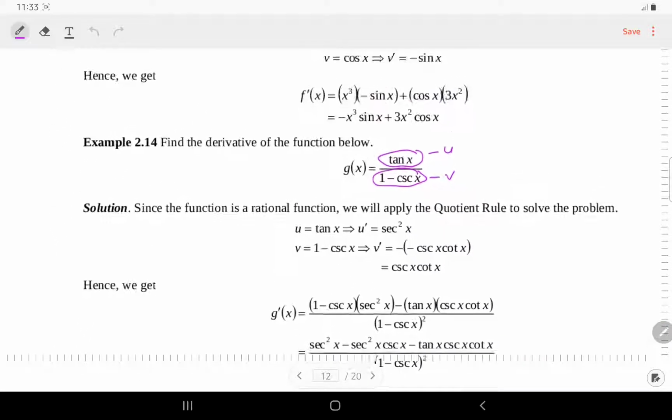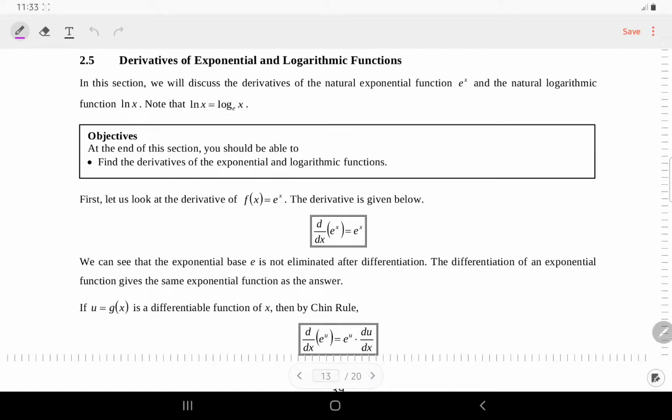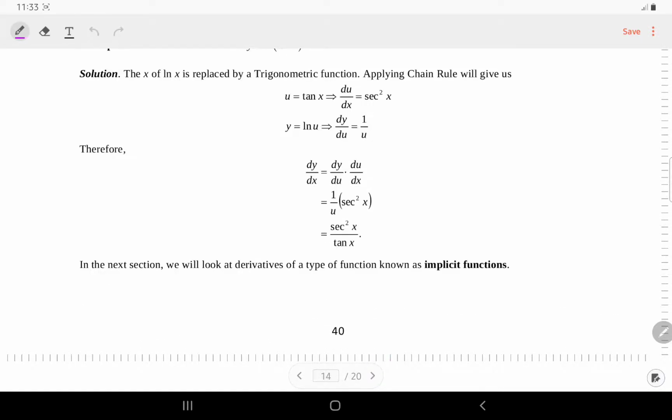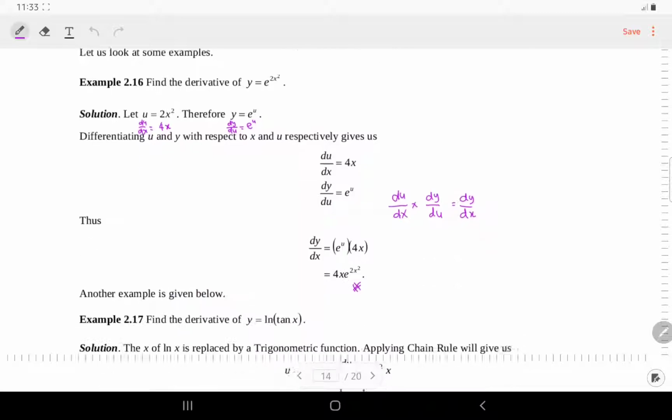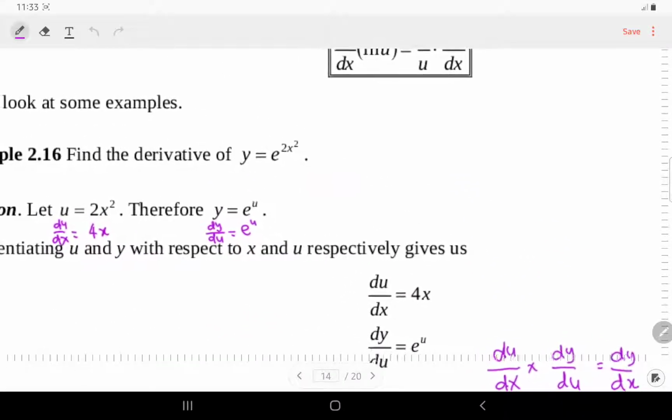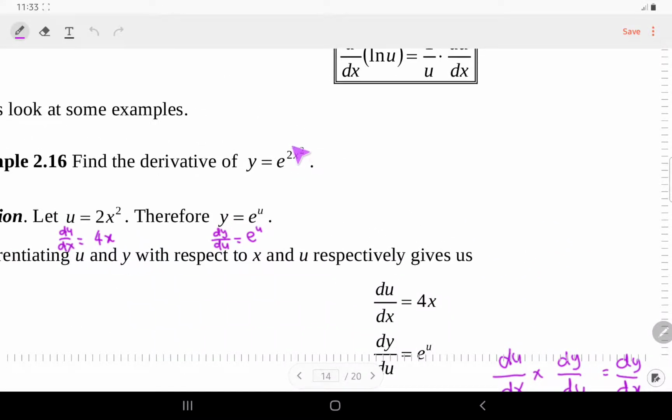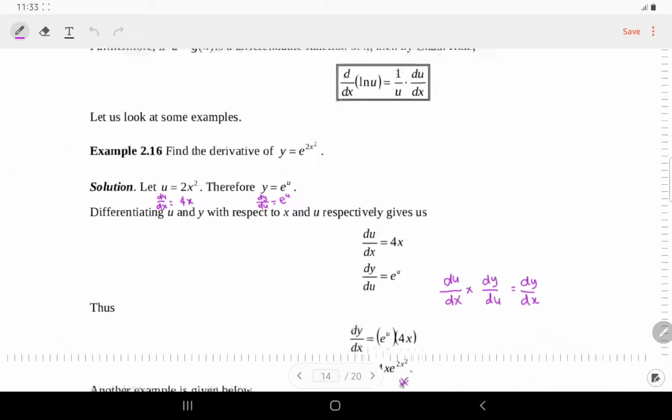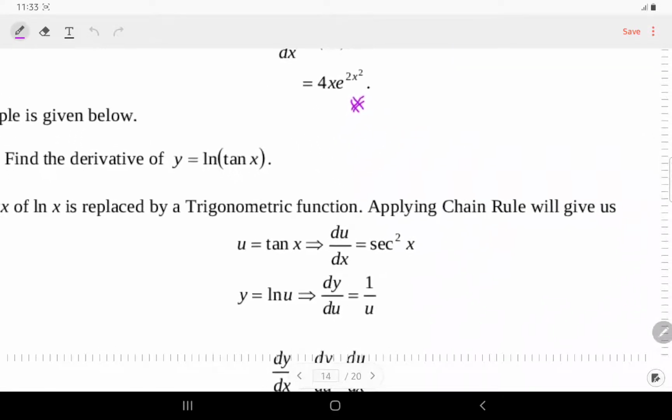If our function is in terms of an exponent, for example like this, we usually assume our u to be the power of the exponent. That's for the exponent. And then for ln, usually for an equation of ln, we assume our u is the terms in the bracket in front of the ln.